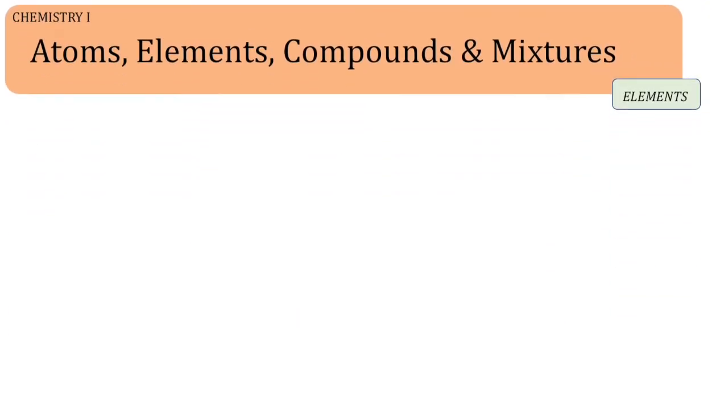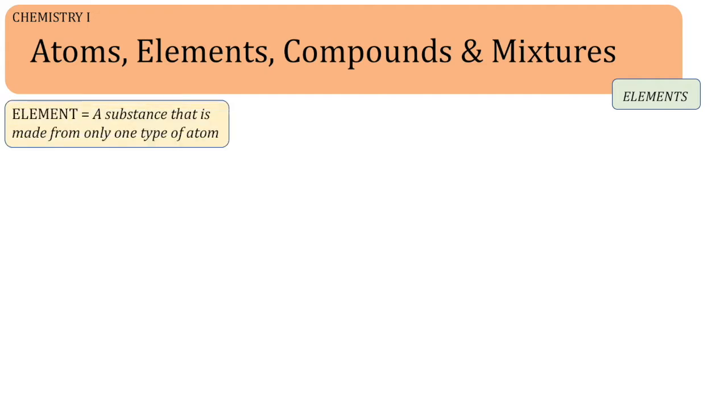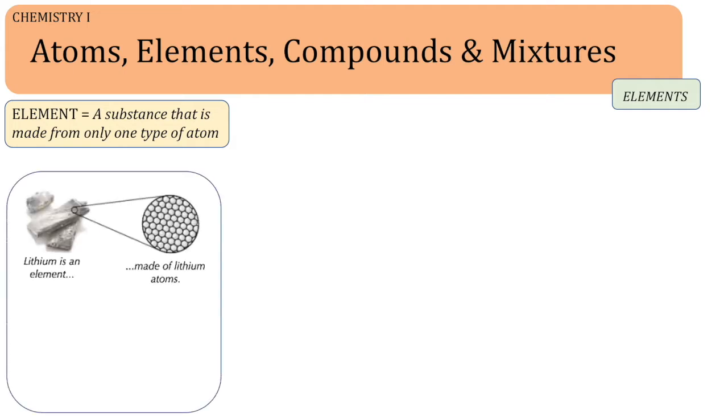Now that we're more familiar with atoms, we're going to look at what happens when a bunch of the same atom come together. We get what's known as an element. We can see here a piece of lithium metal, which is made up of lithium atoms, which look like this, and are themselves made up of subatomic particles.